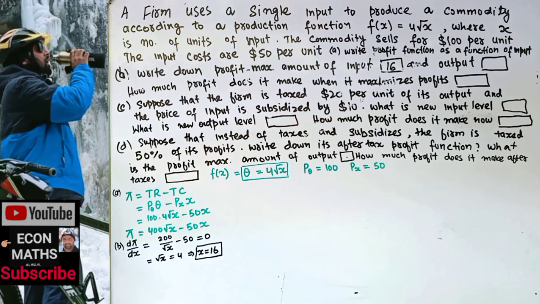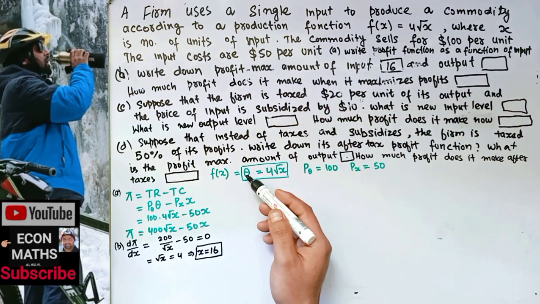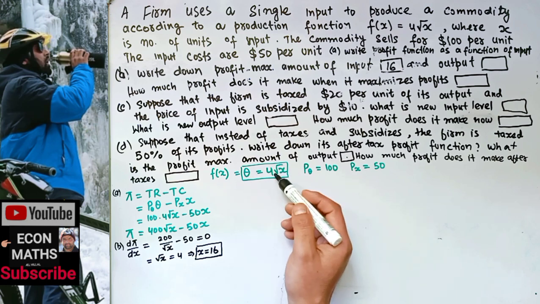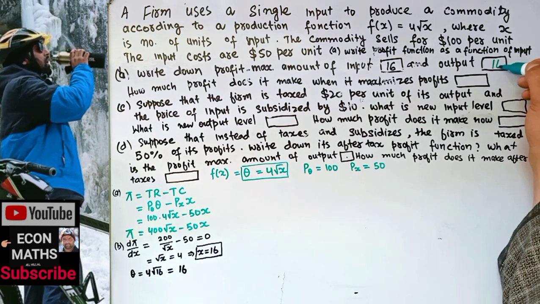Also we are being told to find out the profit maximizing output level. Output is a function of input, so our profit maximizing output will be q equal to 4 under root x, means 16 here. So this is 4 into 4 is 16 again, so profit maximizing output will also be equal to 16.